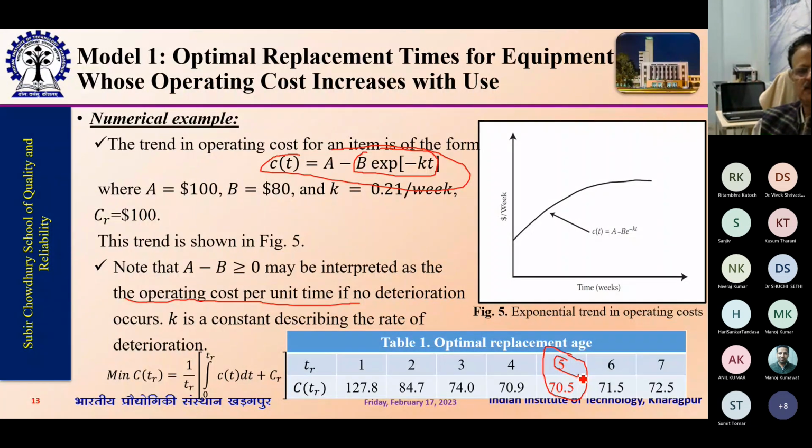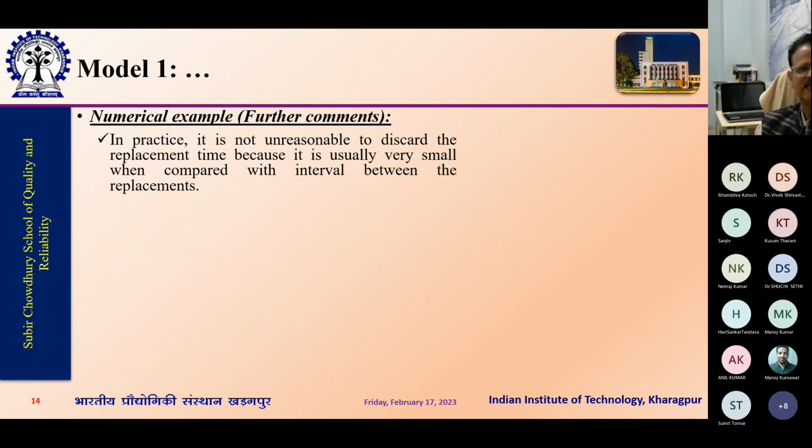I don't think that this is a critical model for deterministic. There are more deterministic models one can go into using higher mathematics, but for the simpler case, one can use this example. The answer is not the final objective. We have to analyze also, isn't it? Post analysis based on the real situation. Most often it is not unreasonable to discard the replacement time because it is usually very small, but one can also take it into account, which we'll see later.